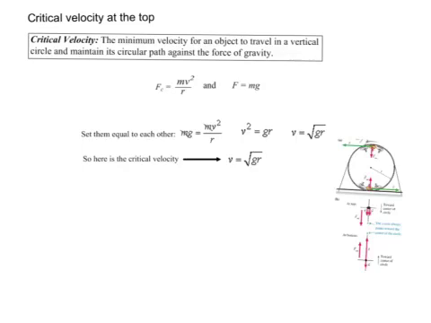This same thing is needed for satellites in orbit around the Earth or planets in orbit around the Sun. They also have to travel at a critical velocity, and we'll be looking at that in Lesson B next time.